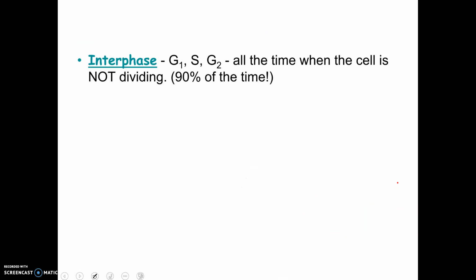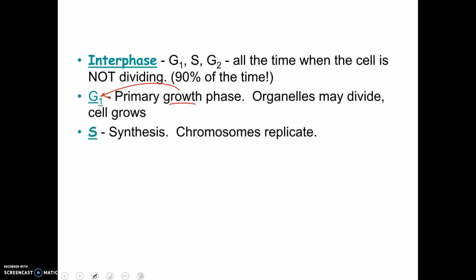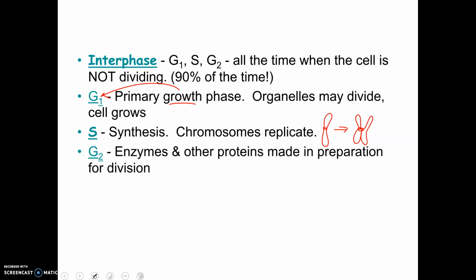So, stages of the cell cycle. Interphase is the entire time when the cell's not dividing, most of the time. G1, primary growth. It stands for gap, but really I think of G as growth. The organelles can divide, the cell gets bigger. S, this is where the chromosomes go from being a stick to being an X. Even though you can't see them, right? It still looks like what's called chromatin at this time. You wouldn't see them. G2 stands for gap 2, but technically the cell's preparing to divide.